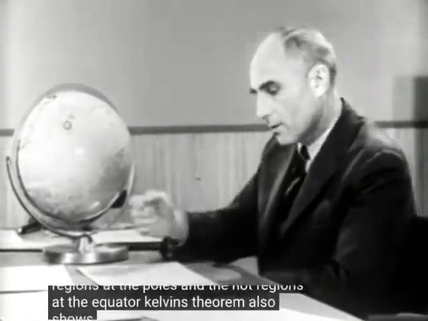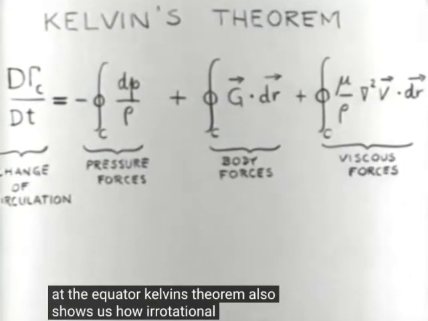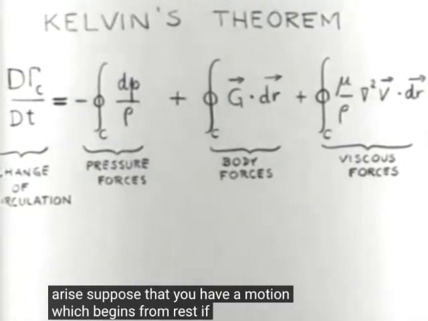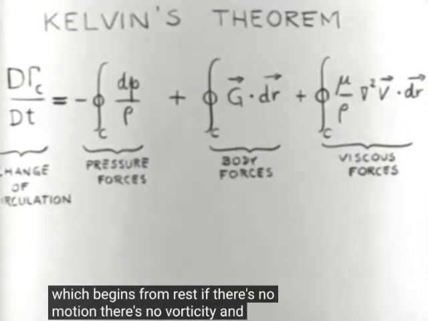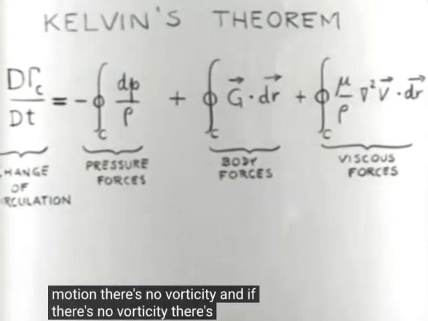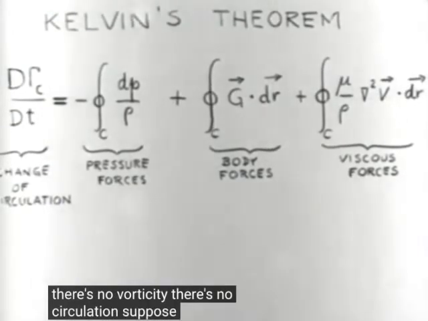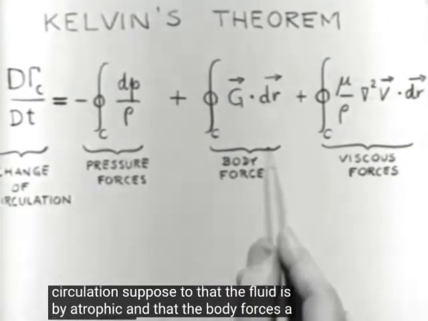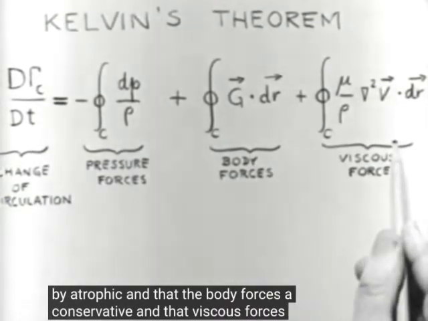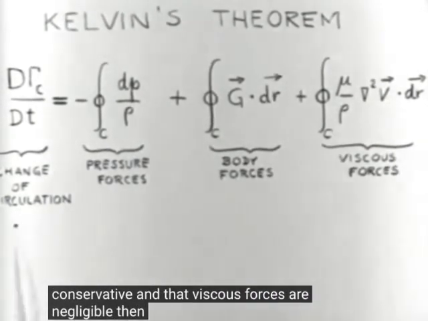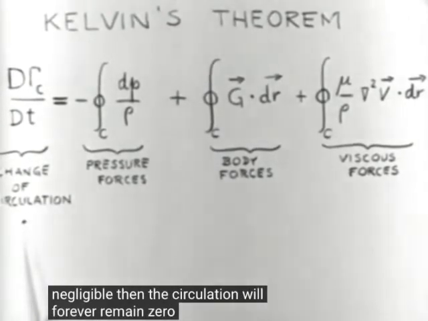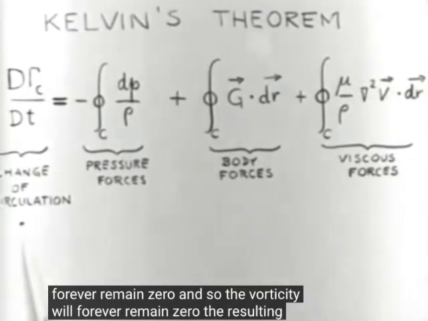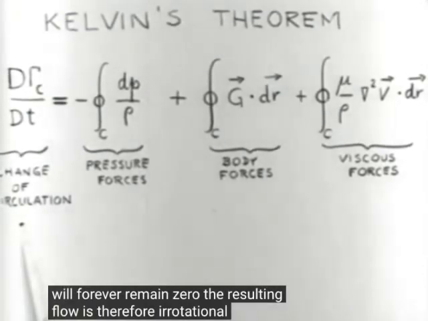Kelvin's theorem also shows us how irrotational flows may arise. Suppose that you have a motion which begins from rest. If there's no motion, there's no vorticity, and if there's no vorticity, there's no circulation. Suppose, too, that the fluid is barotropic, and that the body forces are conservative, and that viscous forces are negligible. Then the circulation will forever remain zero, and so the vorticity will forever remain zero. The resulting flow is therefore irrotational.